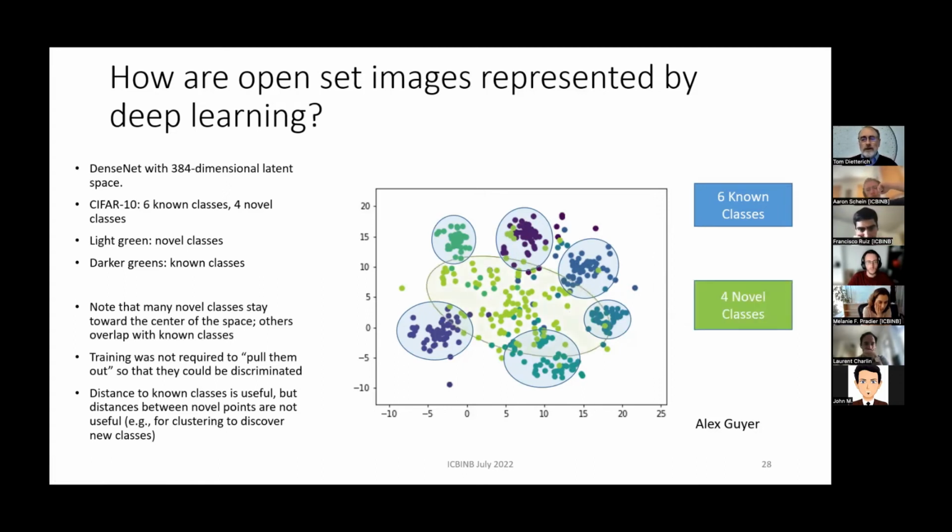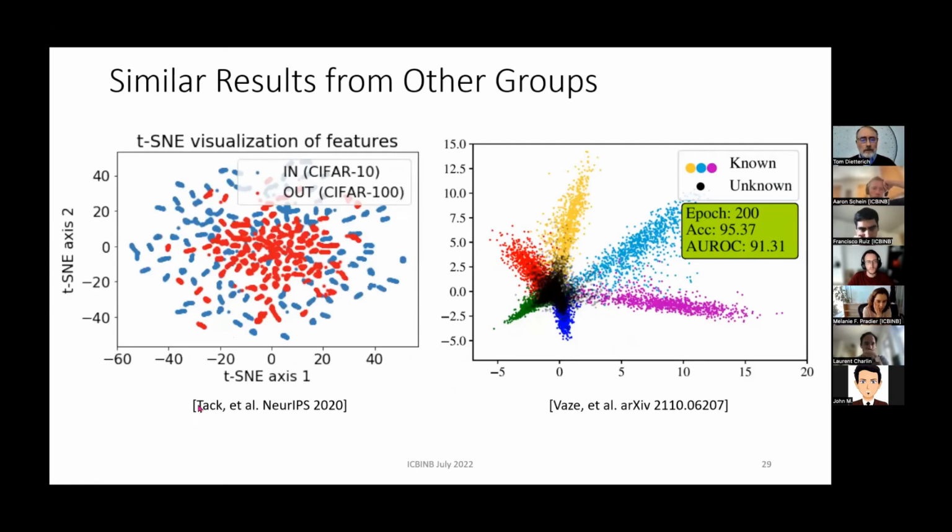But other groups have found similar things. There was a paper by Tack et al. where they were using SimCLR, which is a fully self-supervised method. They found on in-distribution data from CIFAR-10 that the SimCLR vectors had much larger norm than out-of-distribution data. And Vaze et al. have found the same thing. This is, again, CIFAR-10 with 6 classes. The data points are much farther away from the origin, whereas the 4 novel classes are all clustered close to the origin.